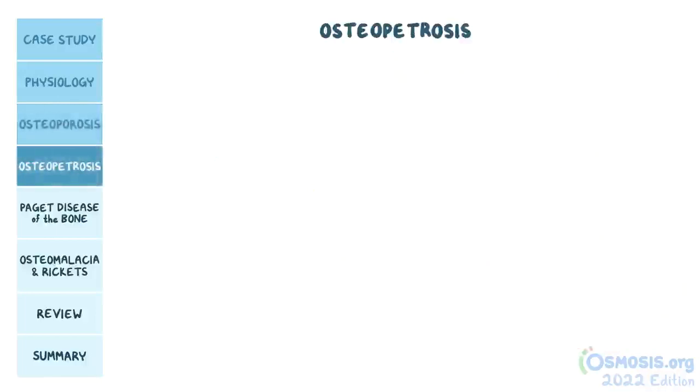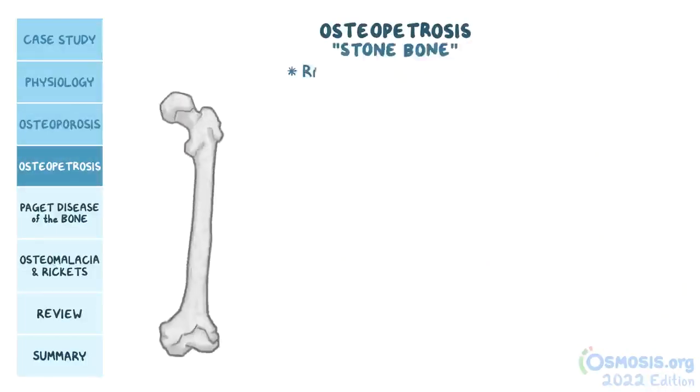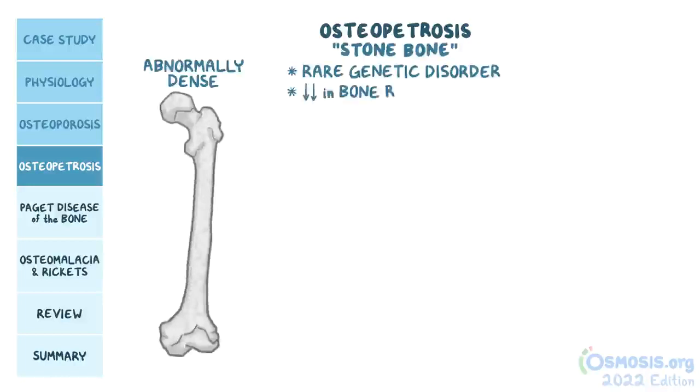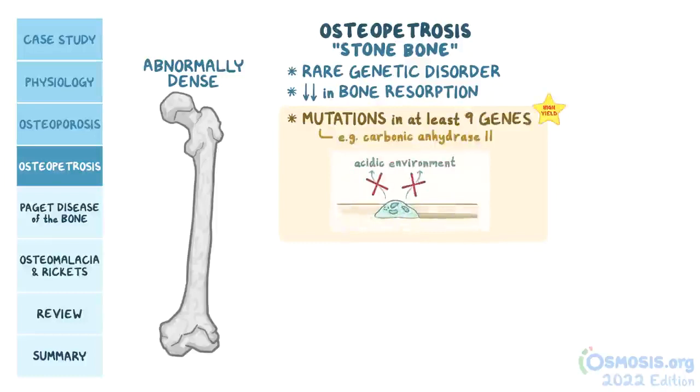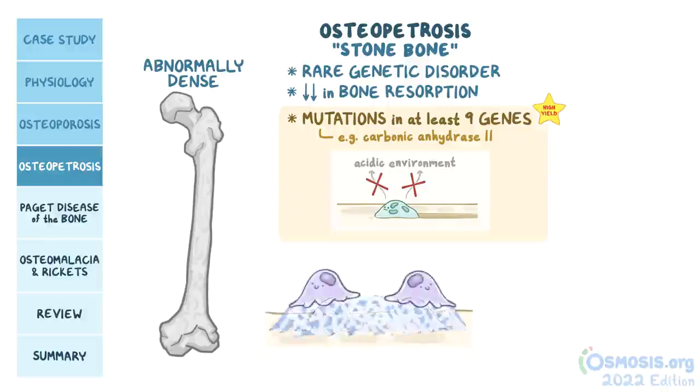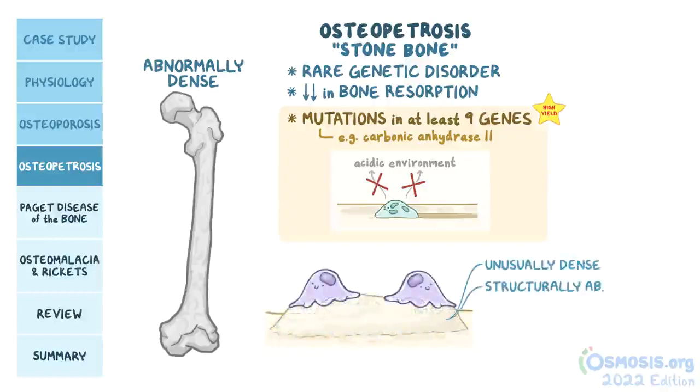Next, osteopetrosis, which means stone bone, is a rare genetic disorder that makes bones abnormally dense due to a decrease in bone resorption. The condition is associated with mutations in at least 9 genes, like the one for carbonic anhydrase 2, which impairs the ability of osteoclasts to generate the acidic environment necessary for bone resorption. Without functional osteoclasts, old bone is not broken down as new bone is formed. As a result, bones throughout the skeleton become unusually dense and structurally abnormal, making them prone to fractures.